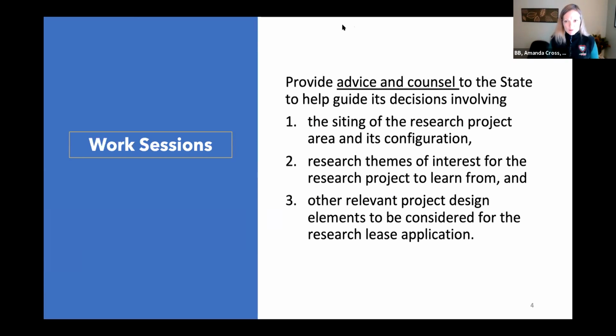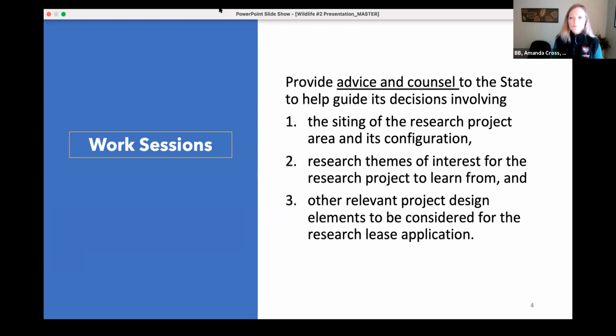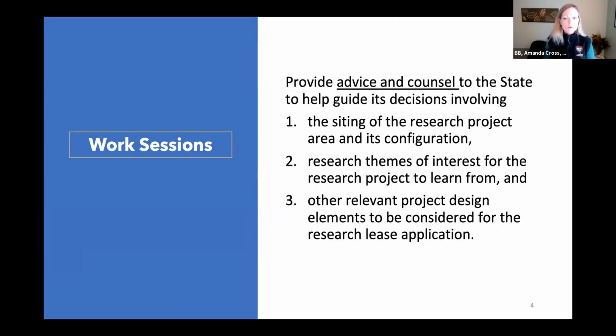And as a reminder from our first work session on March 5th, and as an introduction to the quarter of you that are new here, the purpose of these sessions is to have an open dialogue around the data sets and information needed to inform Maine's proposed offshore wind research array. Our March 5th discussion and those today will help inform 3 areas of the project decision: the siting of the research project and its configuration, the research themes of interest that could be addressed through this project, and any other relevant elements of project design that should be considered.